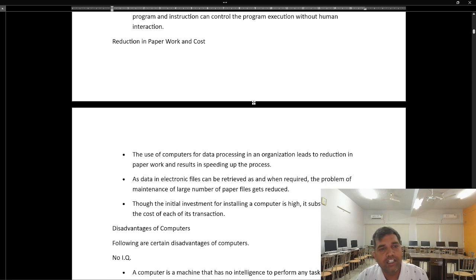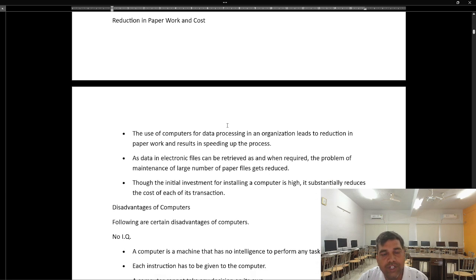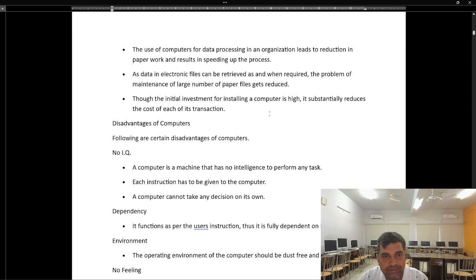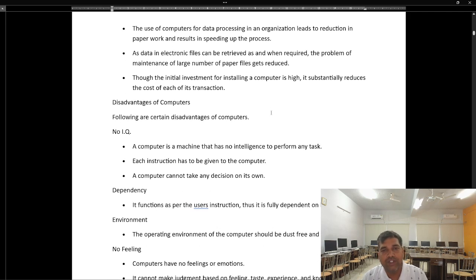Next advantage, reduction in paperwork and cost. Due to the computer, now the paperwork is less and the cost of office work is also reduced. Now computers are used for data processing in the organization, which leads to reduction in paperwork and results in speeding up the process. Now there is no need to maintain files in various registers.